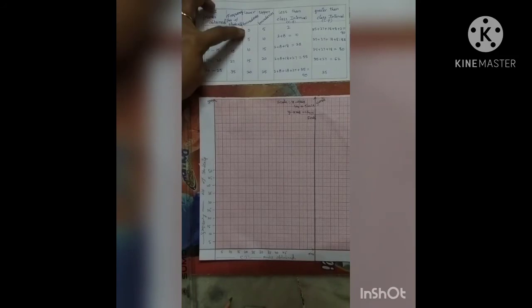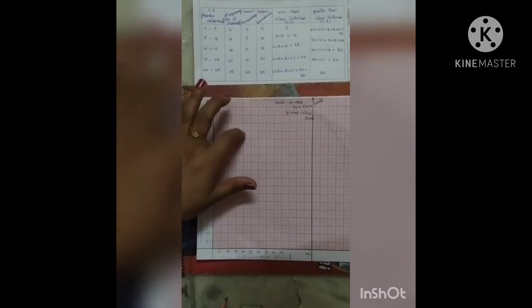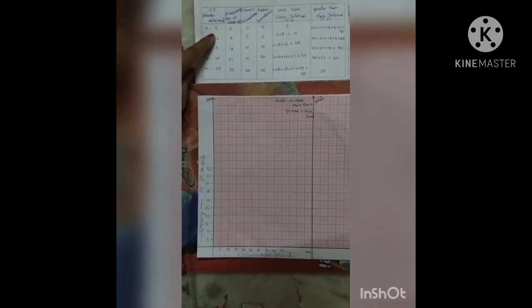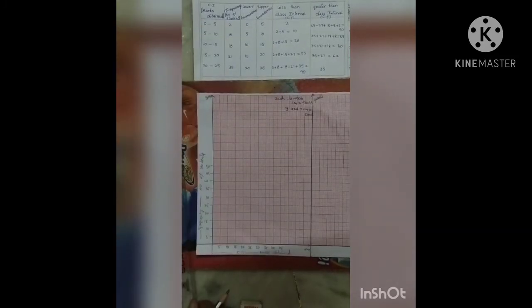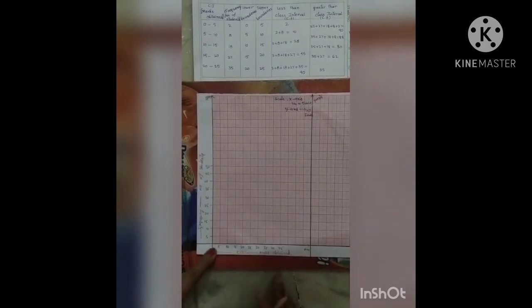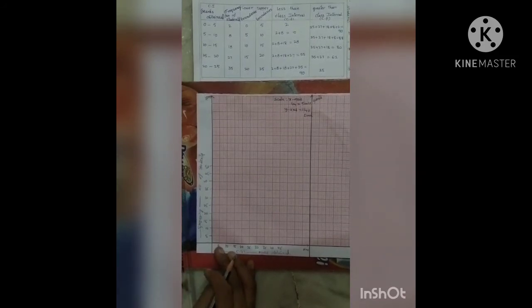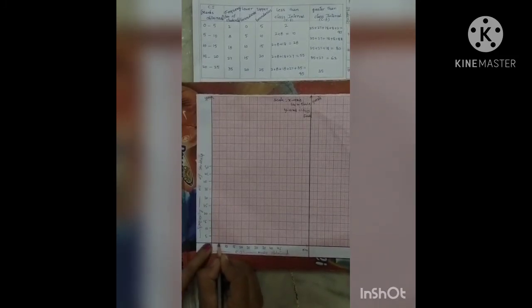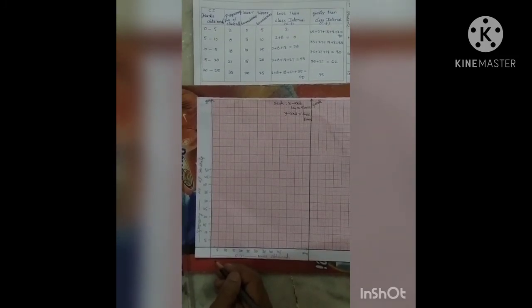So here, the lower boundary and upper boundary are already there. First we have to draw the less than cumulative frequency. So 0 to 5 is 2. What is 2? The mid value of 0 to 5 is 5 by 2, that is 2.5. So 2.5 is this line: 0, 2.5, 5, 7.5, 10 like that. Okay children, each line is 0.5.